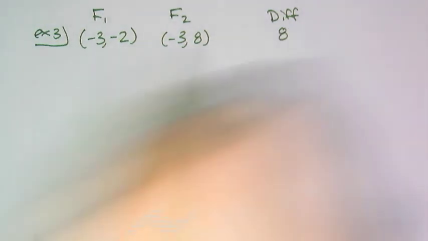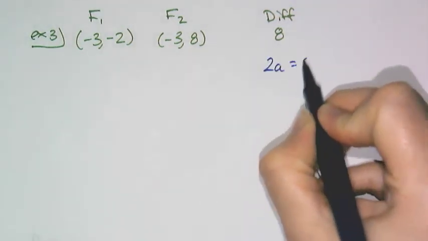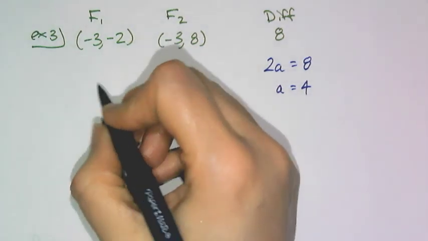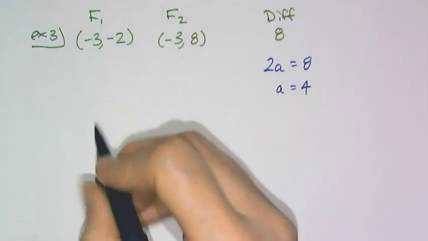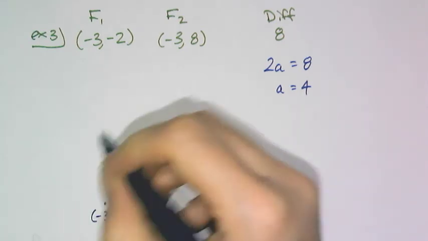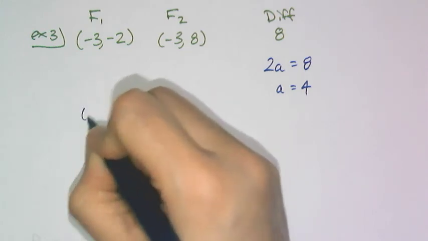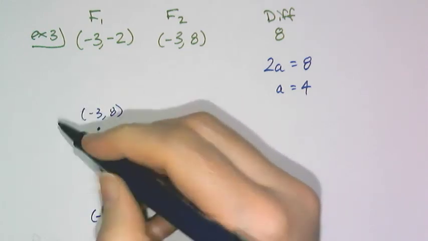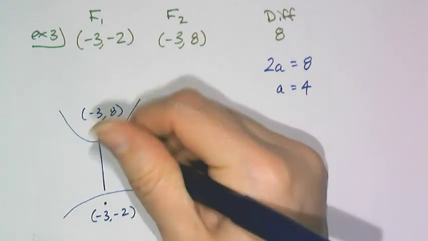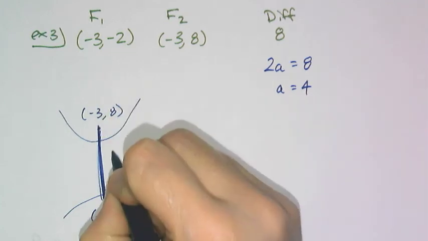My difference of 8 gives me my a value, so I know that 2a equals 8, or a equals 4. And in order to find b, I need to know the c value, and I find the c value by analyzing the foci. So focus 1 is at -3, -2, and then I have focus 2, up here at -3, 8. So that tells me I have a hyperbola that's oriented in that fashion, which means that my foci are vertically aligned.